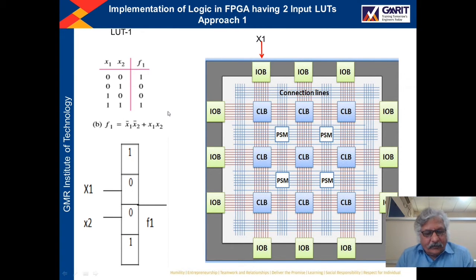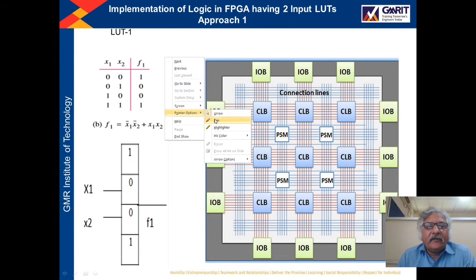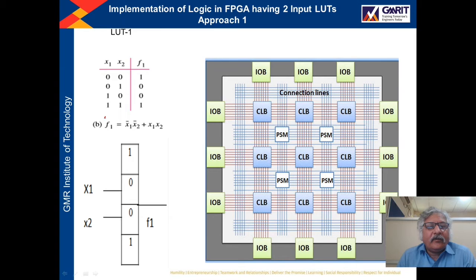So now, since we want to implement this particular logic, the truth table of this logic is mentioned here. Let us assume in this CLB we have a two input LUT. These two inputs are X1 and X2, which are the names we have given to these inputs.